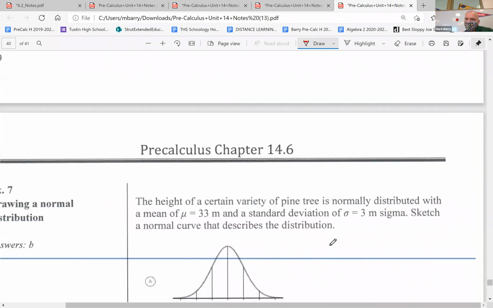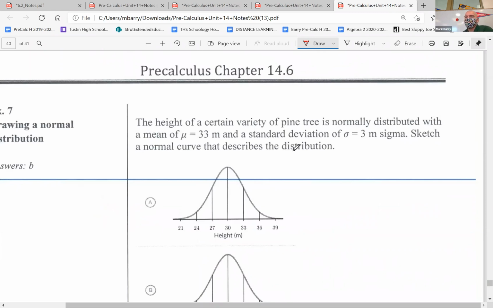Okay, so let's say the height of a certain pine tree is normally distributed with a mean of 33 and a standard deviation of 3. Sketch a normal curve that describes the distribution. So we need the mean in the middle, and we should be adding 3 as we go along. So A is already wrong because we got the 30 in the middle, right?